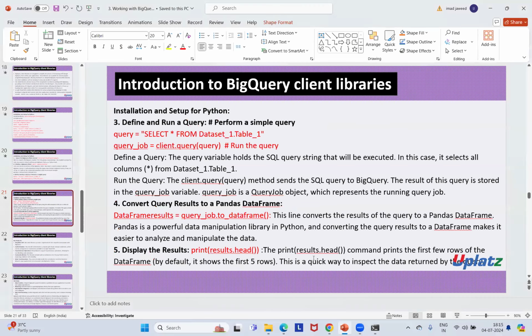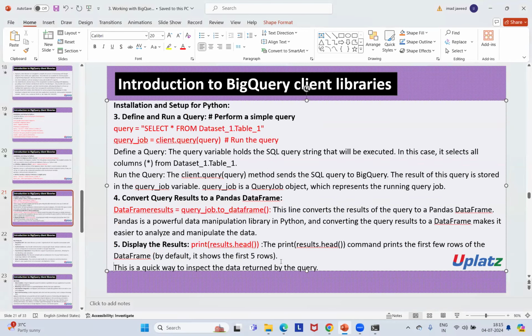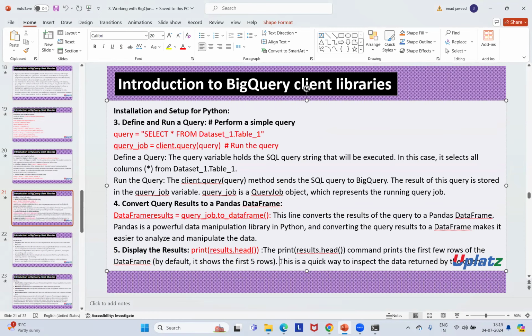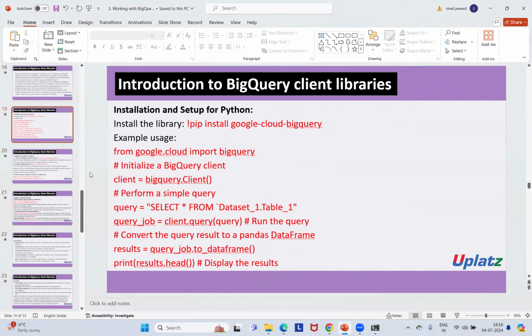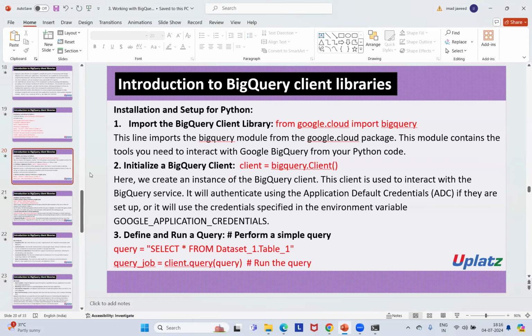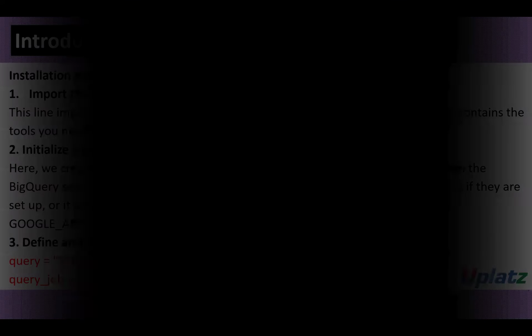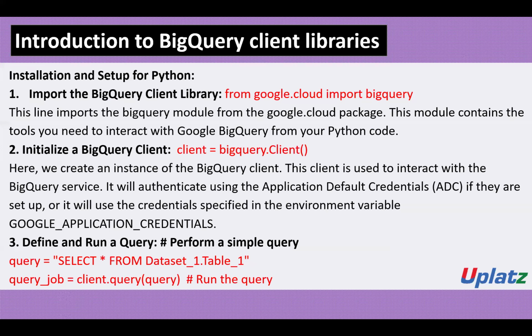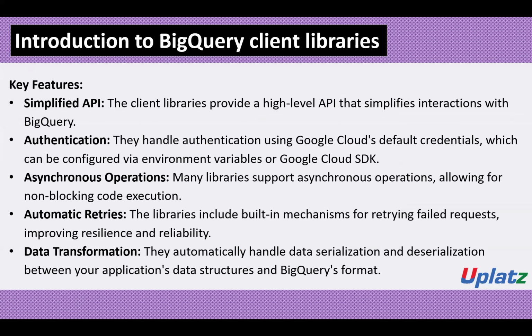So finally, I hope you now understand all the things. This is a quick way to inspect data returned by the query. These are the steps and the code which we have written in order to interact with BigQuery with the help of Python code in a Jupyter Notebook. Now let's continue with the next point: what are the key features of a BigQuery client library.